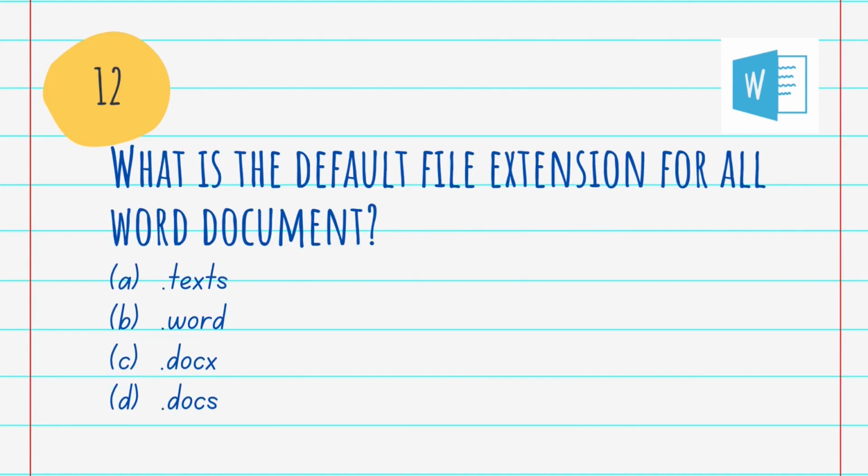Then question number 12. What is the default file extension for all Word documents? A.text, B.word, C.docx, D.docx, and the answer is C.docx. .docx is the default file extension for all Word documents.